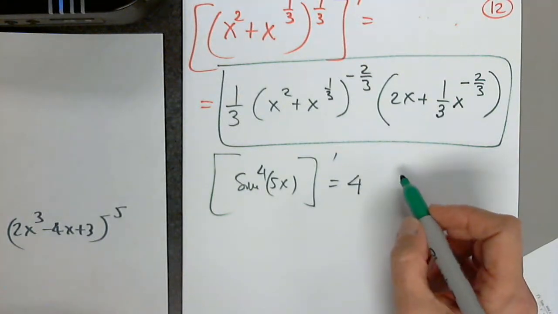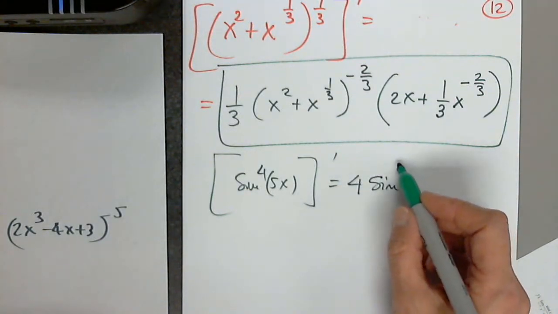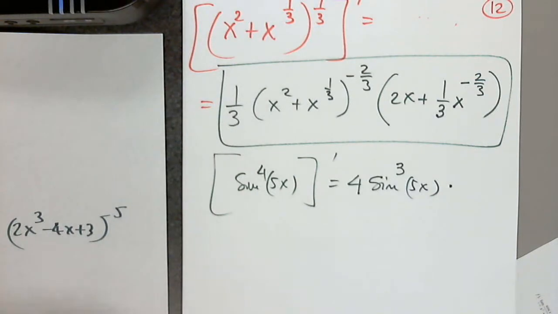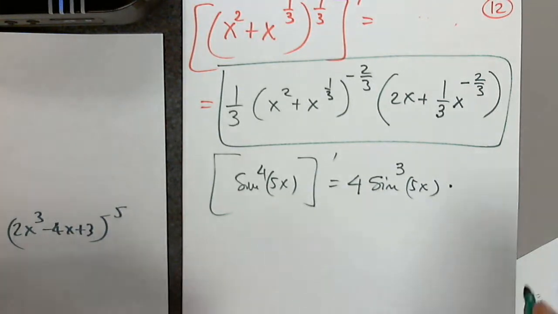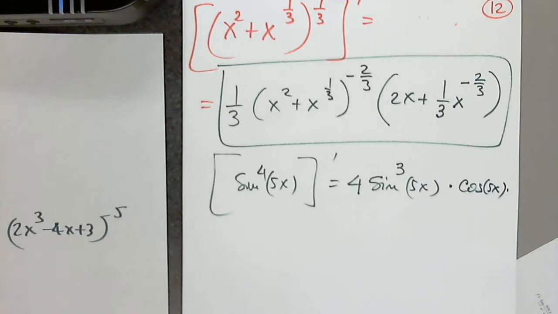4 times sine to the 3rd of 5x times the next level. The second level is sine, so I have to differentiate sine: cosine of 5x. And now the 3rd level. I'm at the innermost function.